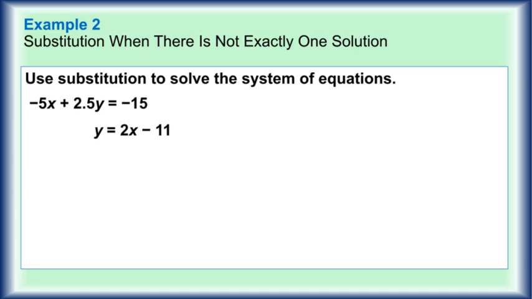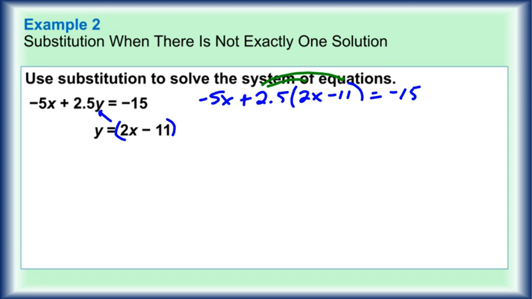Example 2, substitution when there is not exactly one solution. So here we're told what y is. I'm going to substitute that in for this y, and I'm going to simplify. So I have negative 5x plus 2.5 times 2x minus 11 equaling negative 15. Distribute. So now I have negative 5x plus 2.5 times 2 to give me 5x, and then minus 2.5 times 11 gives us 27.5, equals negative 15.